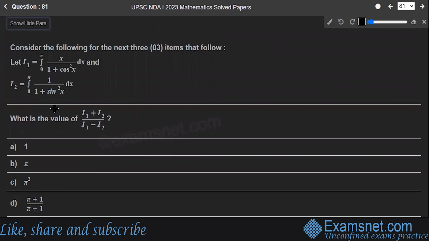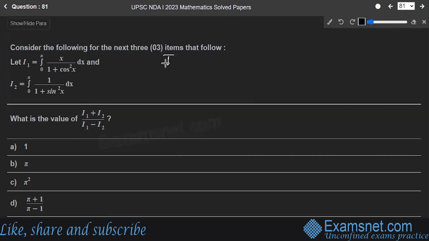So 81, 82, 83, these three questions will be based on this statement. I1 is the integral with limits 0 to pi of x upon 1 plus cos square x. I2 is the second integral with limits 0 to pi of 1 upon 1 plus sine square x. So these are the two integrals, and you have to find the value of I1 plus I2 upon I1 minus I2. So let's solve this first.